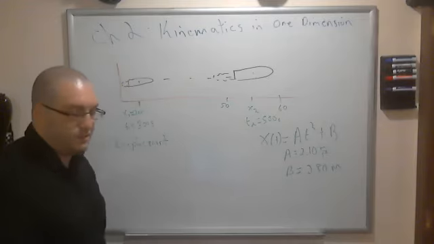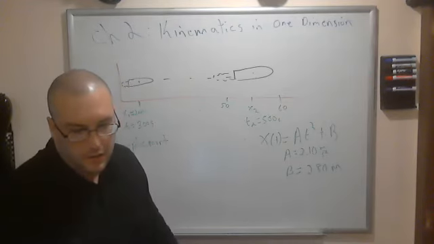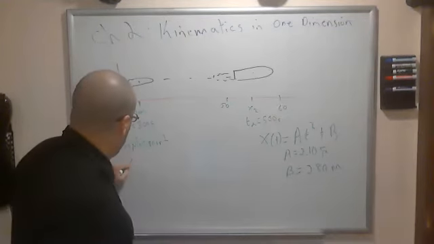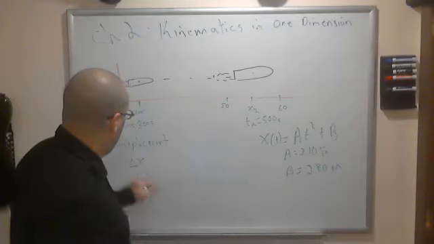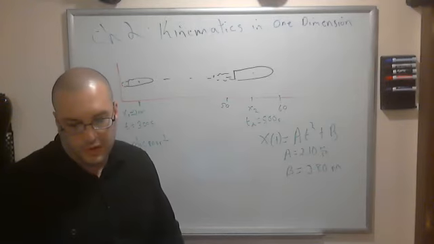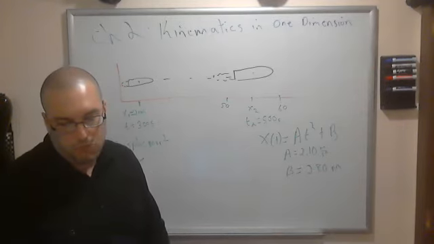And what's the formula for displacement? Somebody wants to shout it out or write it down. Delta x is what we usually call the displacement. Velocity multiplied by time.